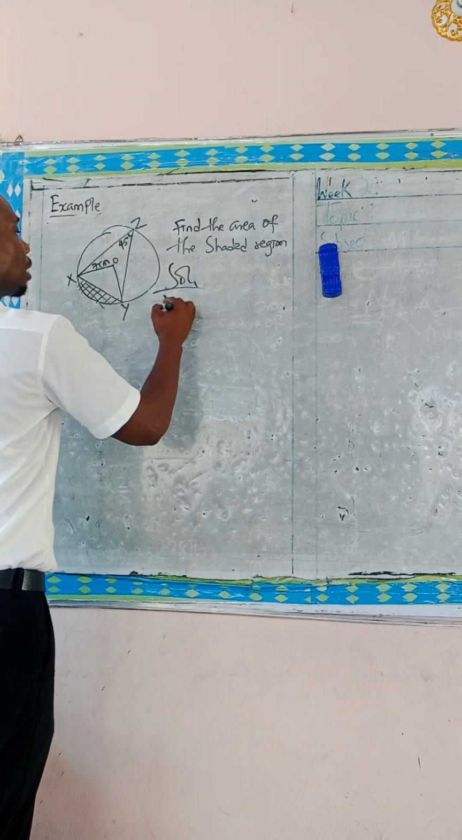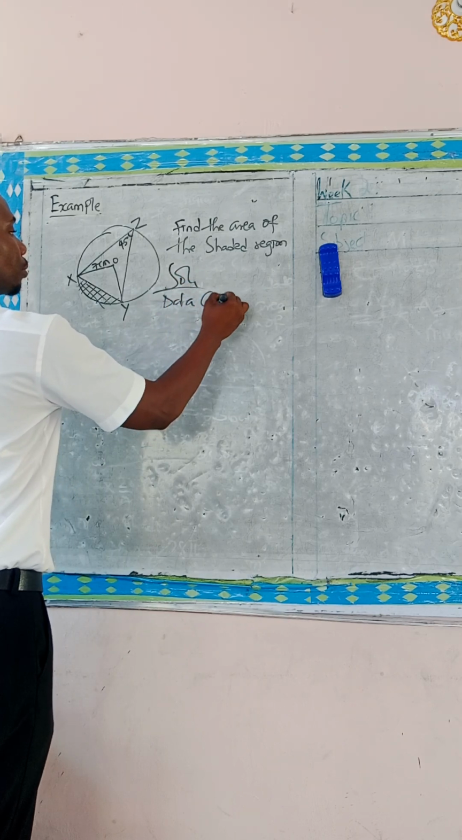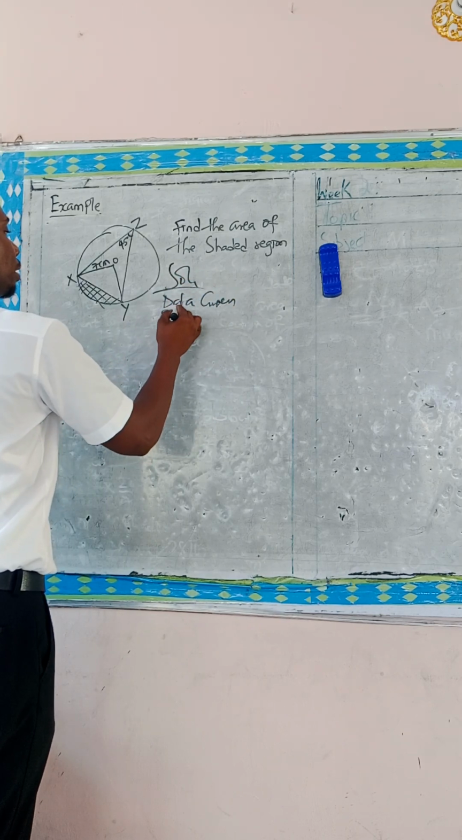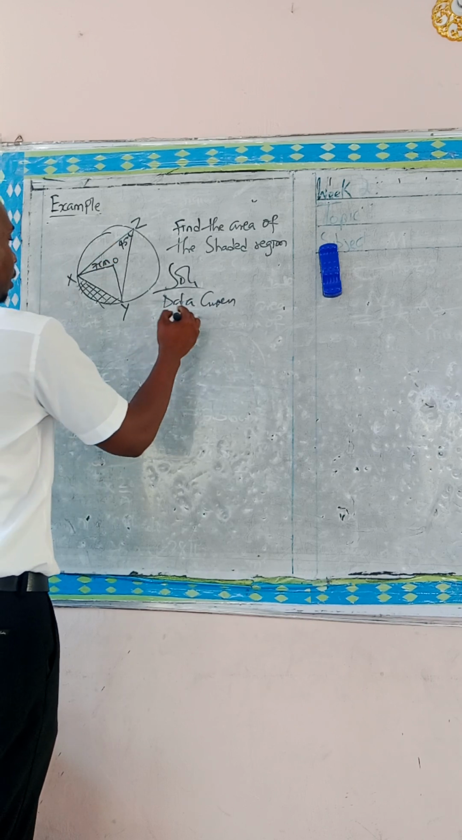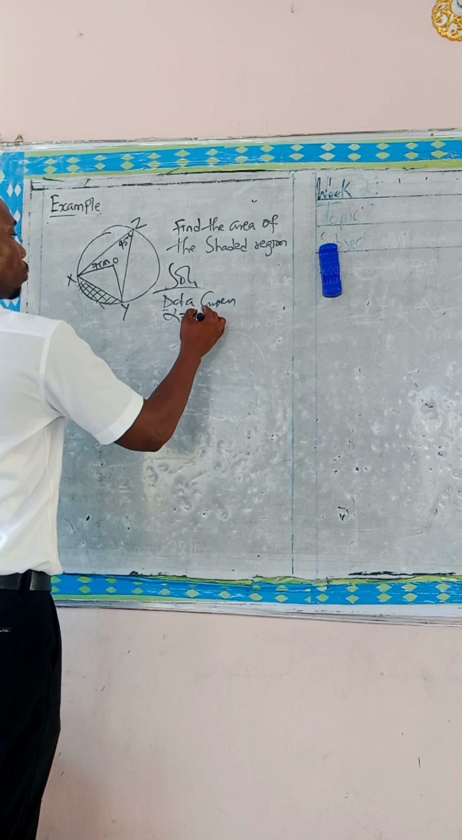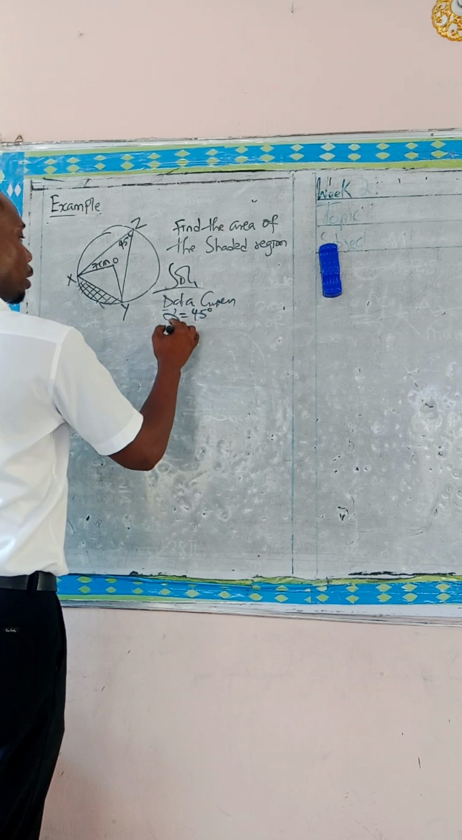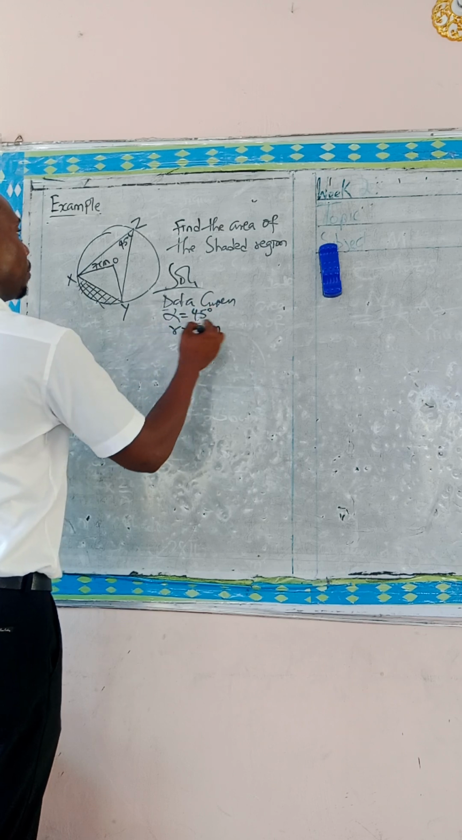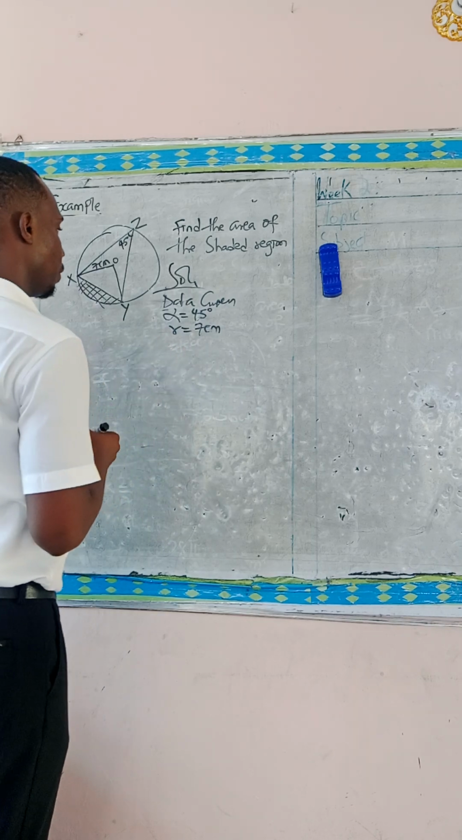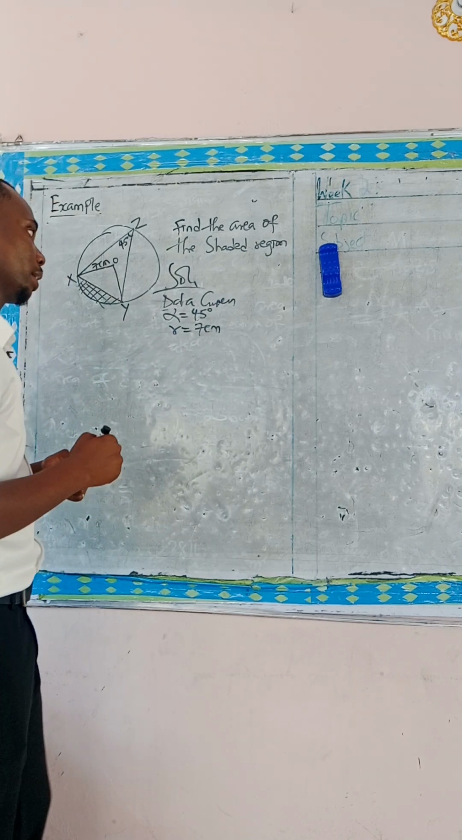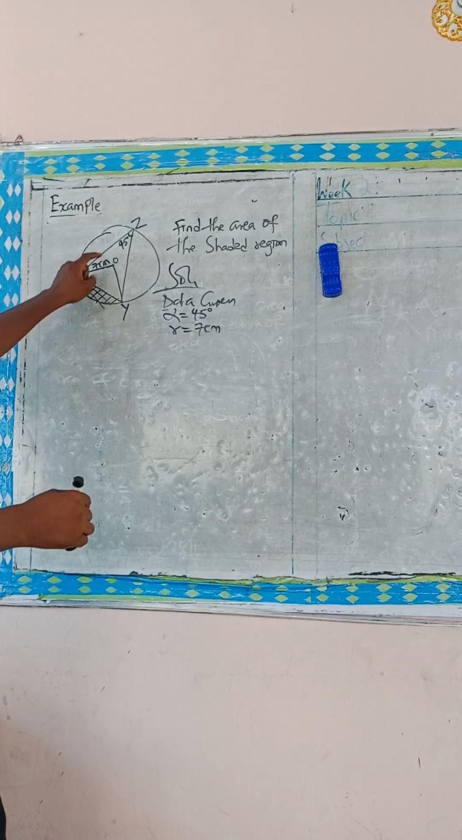Let's put our data given. So theta is equal to, or let me not call this theta, let's call it alpha. It's equal to 45 degrees. The radius is 7 cm. And what else? Okay, there is nothing else given. They did not give us the value of pi. So we can look at this now.